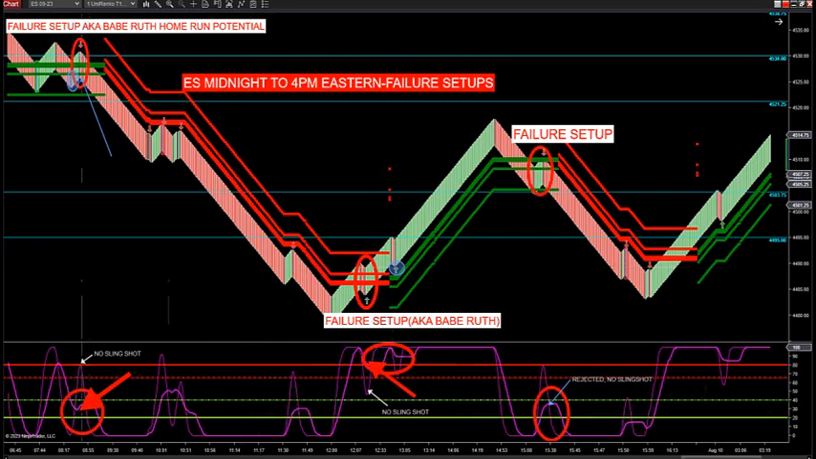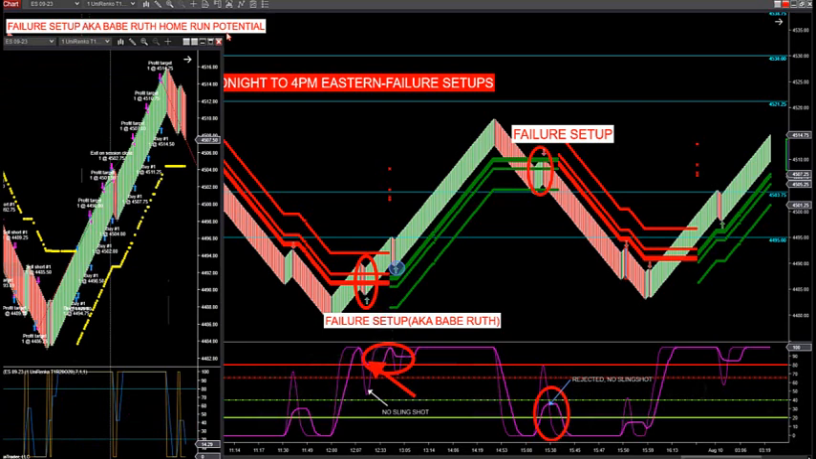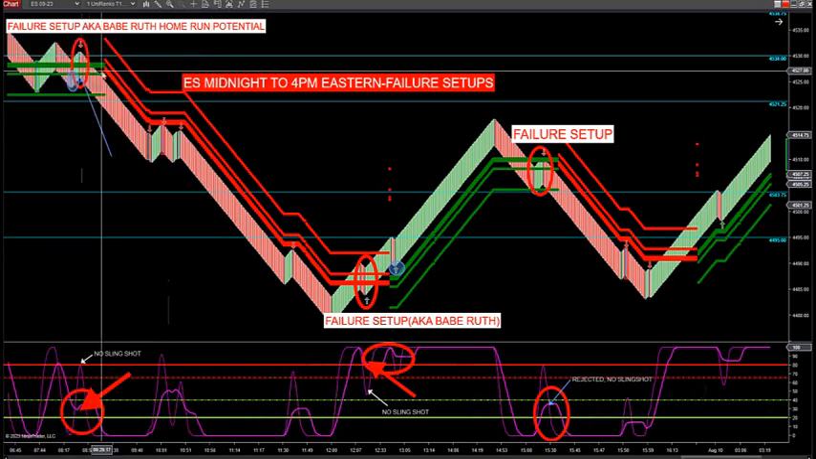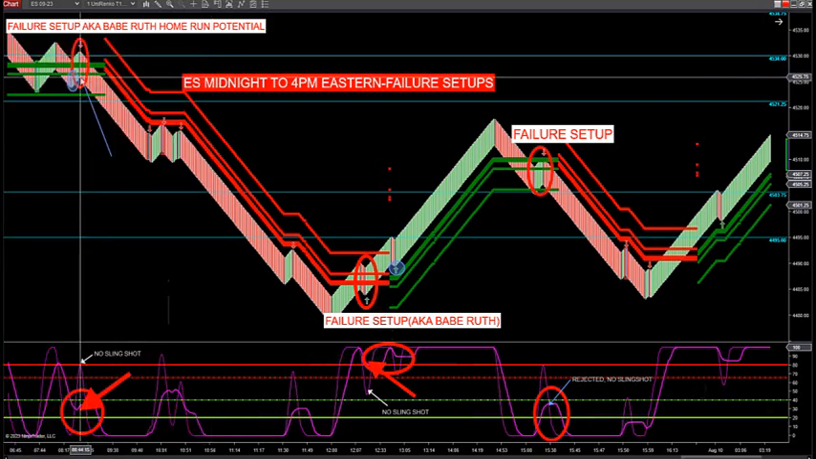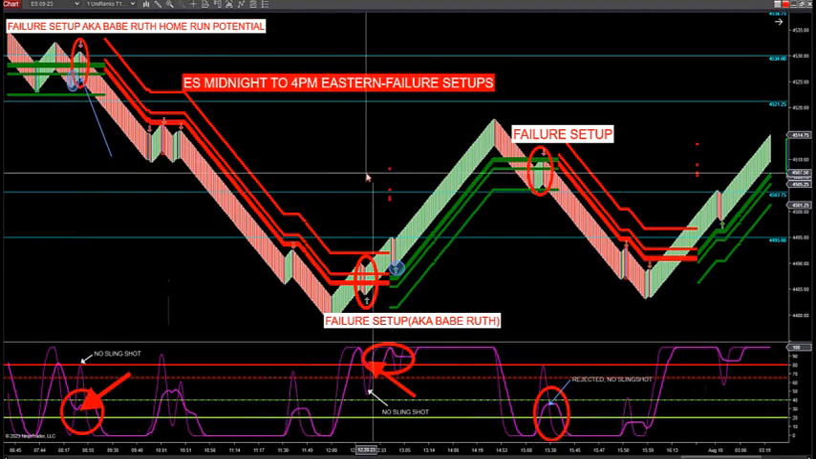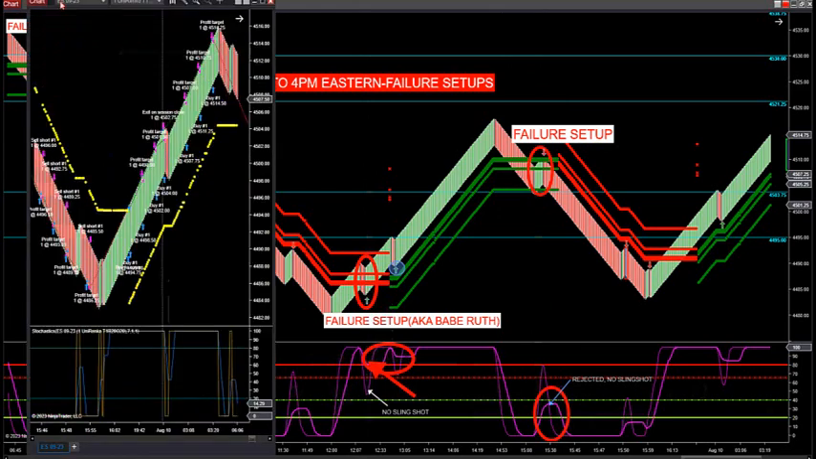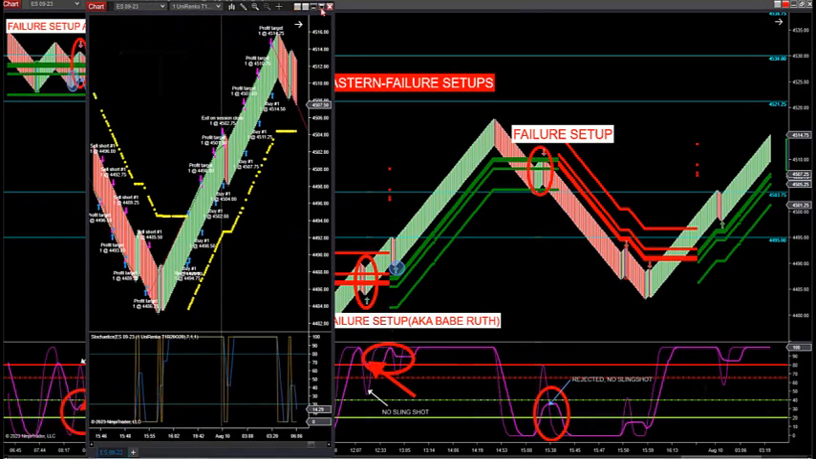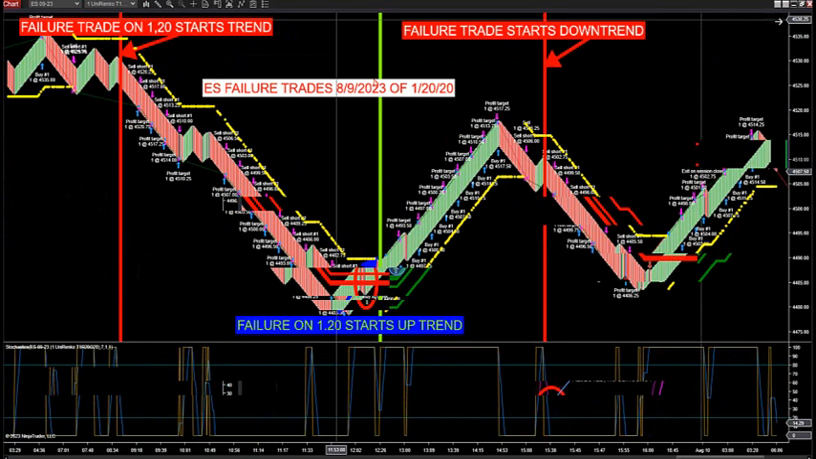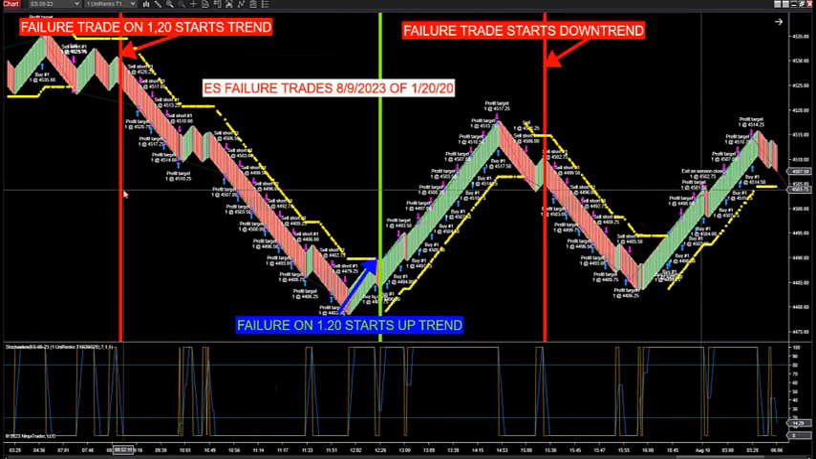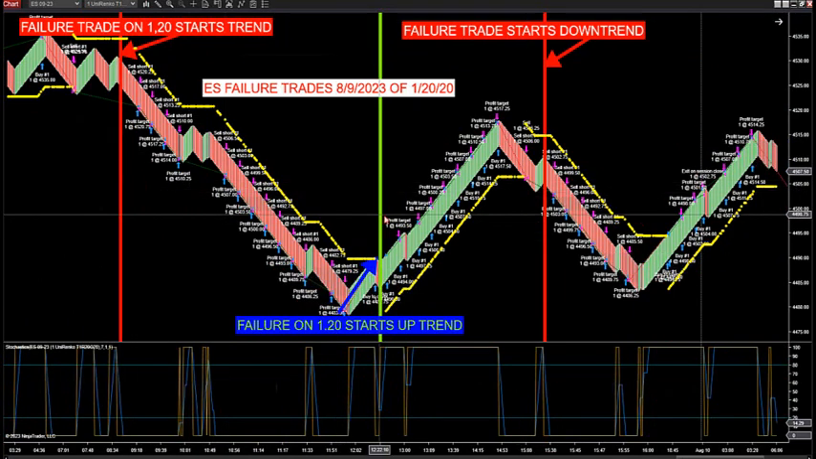Now, if you don't want to do that, then what I developed, and this will be on the members download page, is an auto way to auto ourself in. So this is where we had our setups yesterday. We had the big sell here at 844. We had the big buy there at 1228. And we had the big sell here at 1532. So what we can do is we can auto in on the setup. These vertical lines are where the failure trade started.